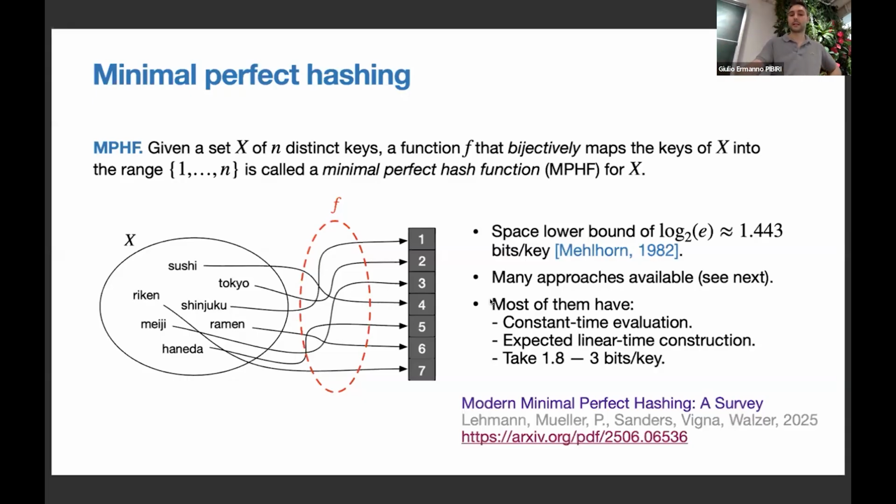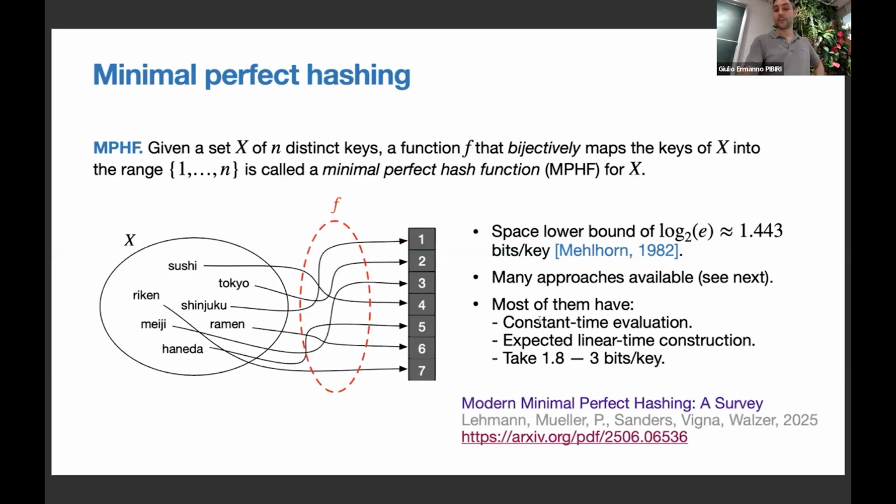So he proved that any minimal perfect hash function must use at least that amount of bits per key. So as you can see, these functions can be built in a very compact way. They are very, very space efficient. And we have a huge variety of approaches to build such functions. And I will show a picture soon. And these are their most important performance characteristics.